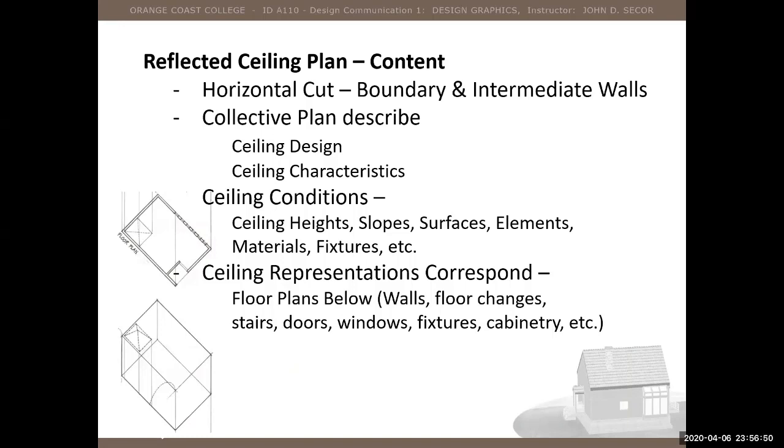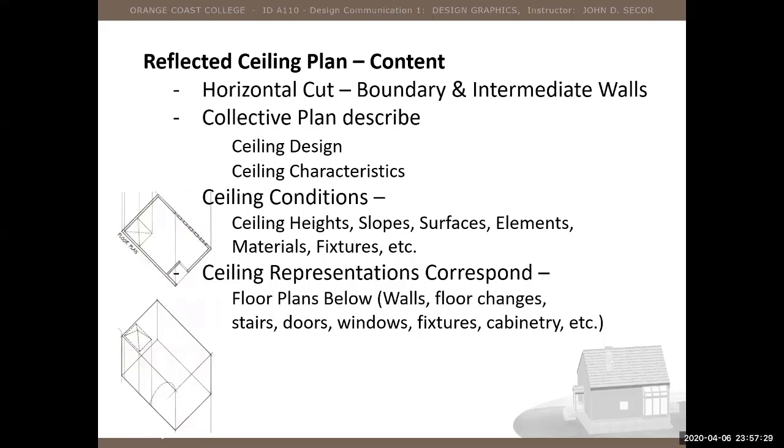So just like with the floor plan, we cut a horizontal cut through the building, but instead of being done at a low level, like 3 or 4 feet above the floor, we're doing it really high, almost at a membrane or a very thin line that happens right at the ceiling. And what that means is that when we cut that way, we're looking through the design ceiling to the plan below.